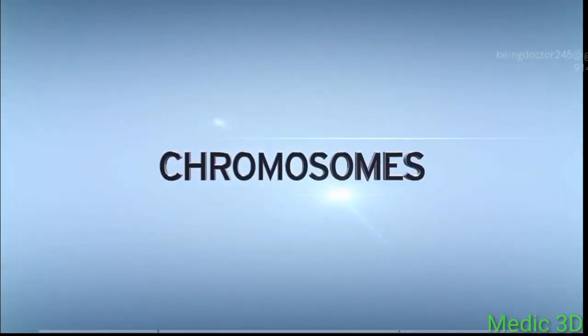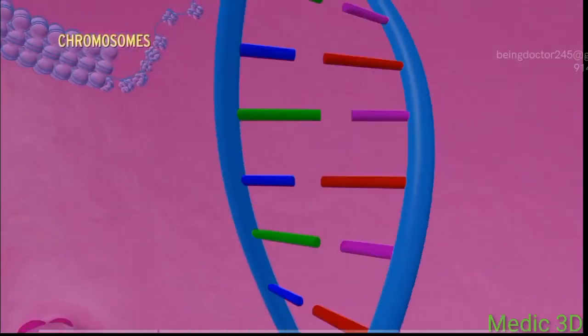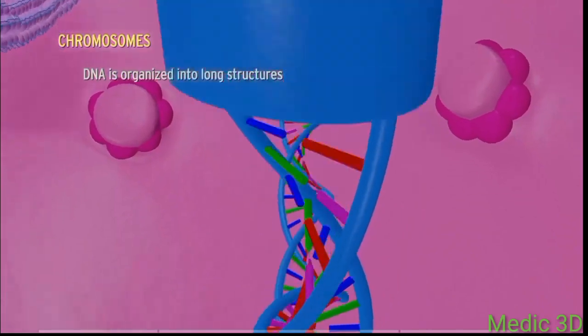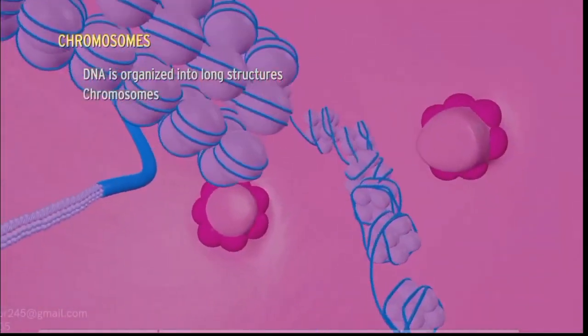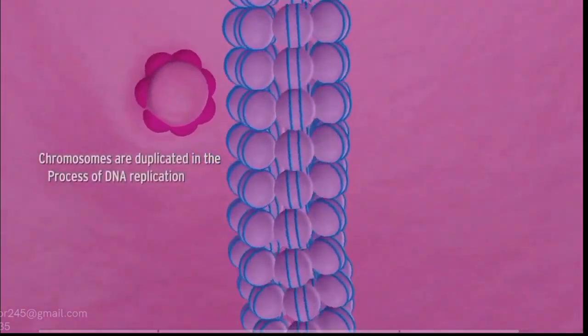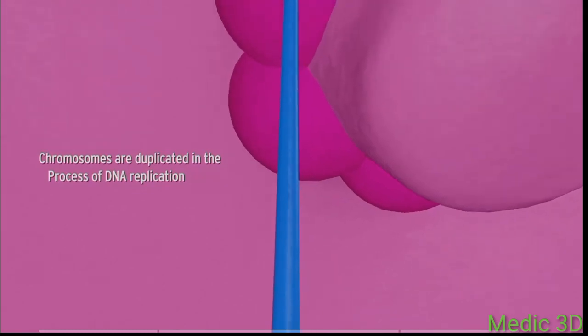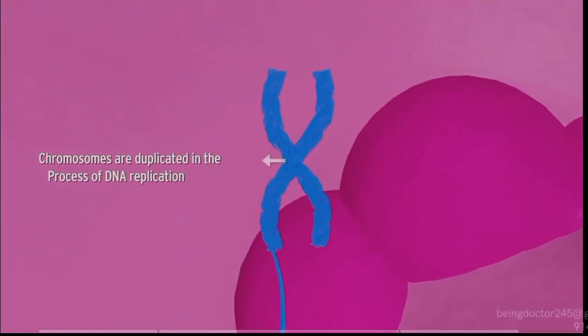Chromosomes. Within eukaryotic cells, DNA is organized into long structures called chromosomes. During cell division, these chromosomes are duplicated in the process of DNA replication, providing each cell its own complete set of chromosomes.